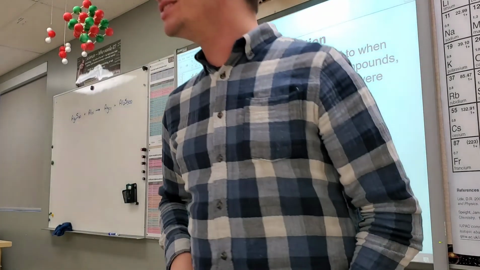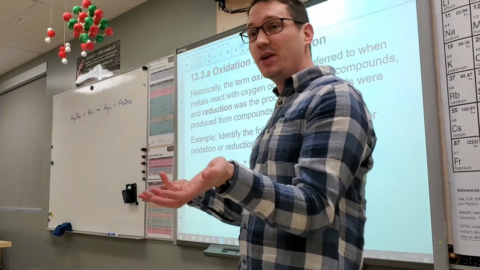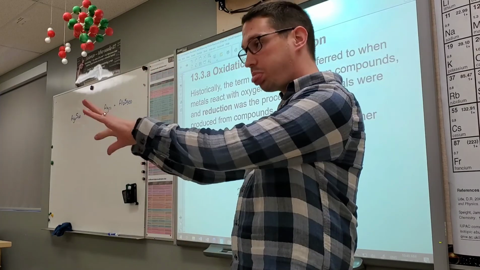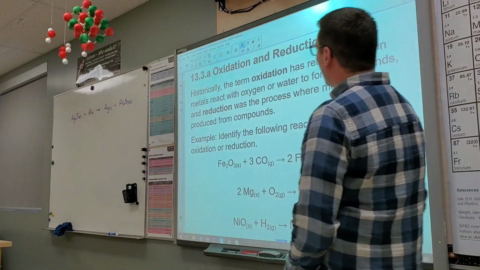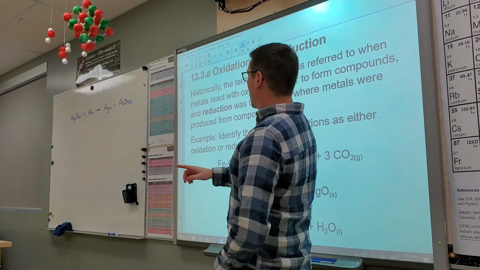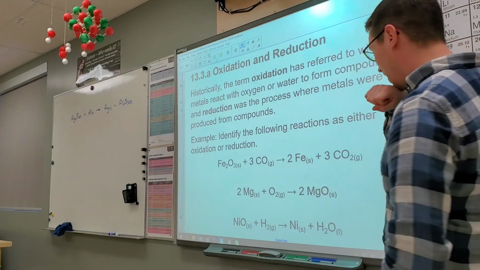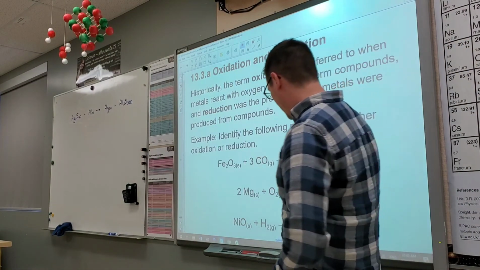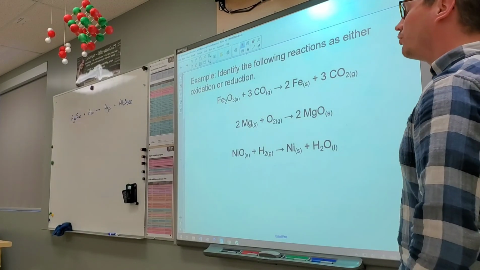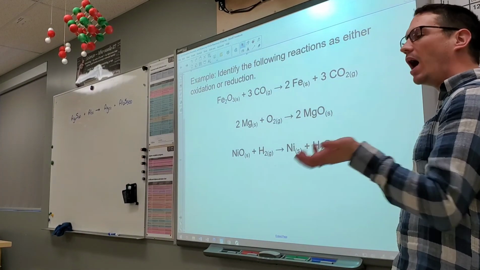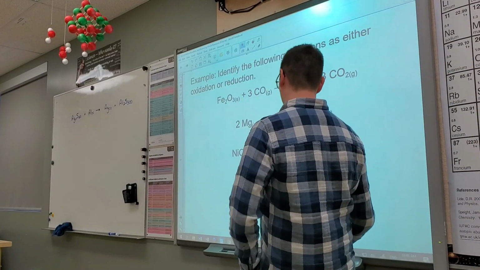Historically, the term oxidation has referred to when metals react with oxygen. Does that make sense? Are we okay with that? Oxidation is reacts with oxygen to make something oxide. The opposite process, reduction, was when metals were produced from compounds. So let's take a look at this, and let's identify these as oxidation or reduction. And we'll talk about why reduction was called reduction and why it makes sense from a historical perspective.